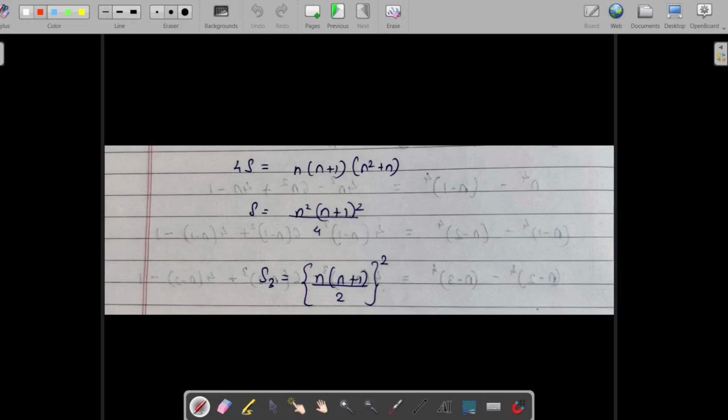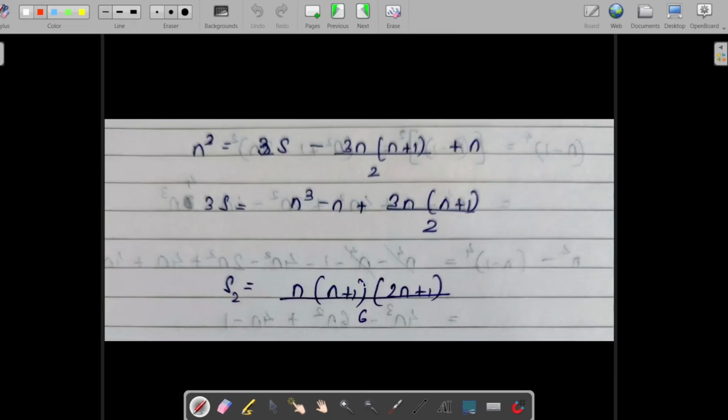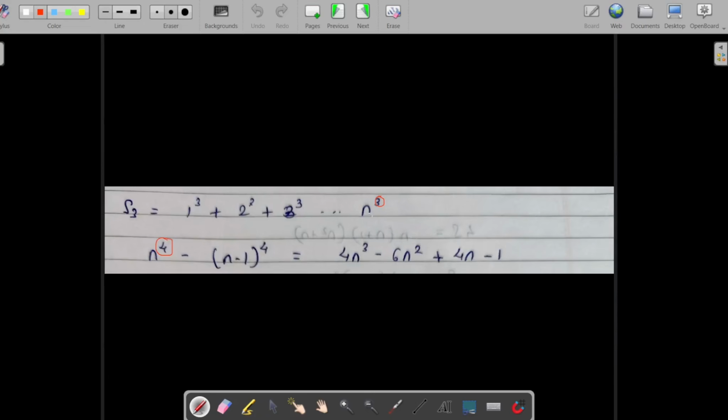You can easily do this. This is not the tough part. Simplifying it, you will get s3 as n into n plus 1 by 2 whole square. So you have finally gotten the formula of first n cubes as well.